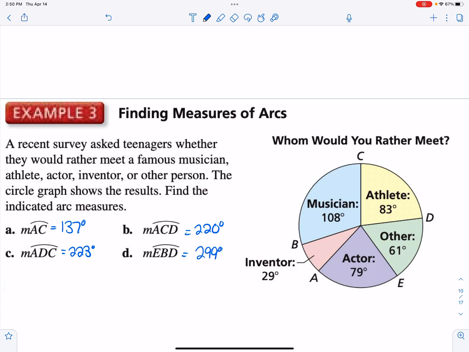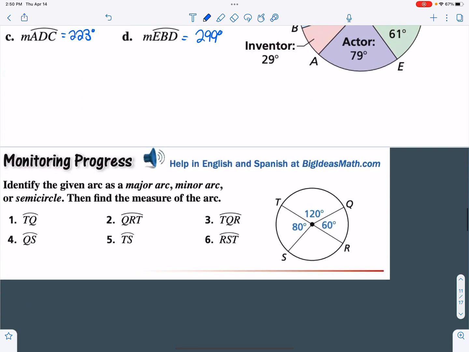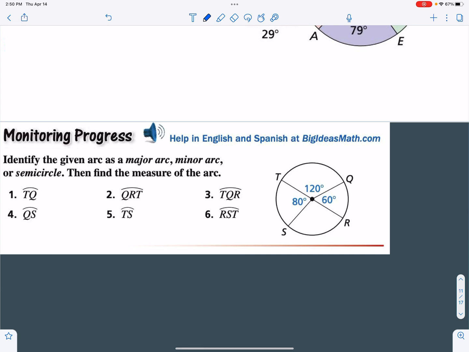Okay, so again, you can add and subtract based on what you know and what your missing information is, but you should be able to just add up the measure of those arcs there. Pretty straightforward. So again, here's our first monitoring progress.